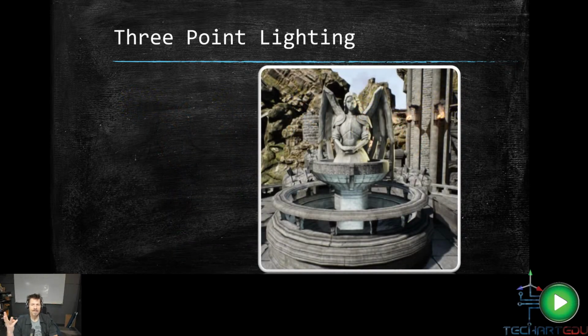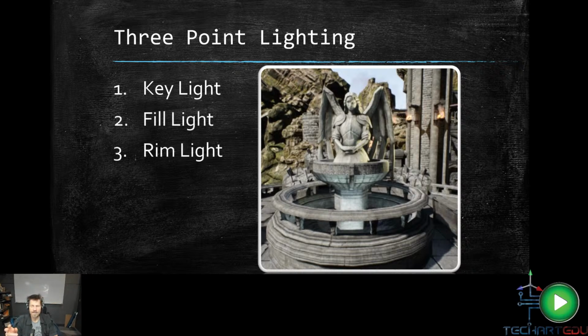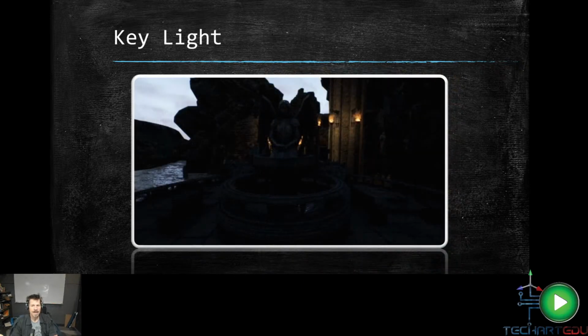Okay, three-point lighting is a super, super important lighting technique. It's very, very important. If you've never heard of three-point lighting, this will get you far. The first is the key light. Actually, there's three of them: fill light, key light, and rim light. Let's focus on these. If this is your scene as it looks already, let's put some key light in it.